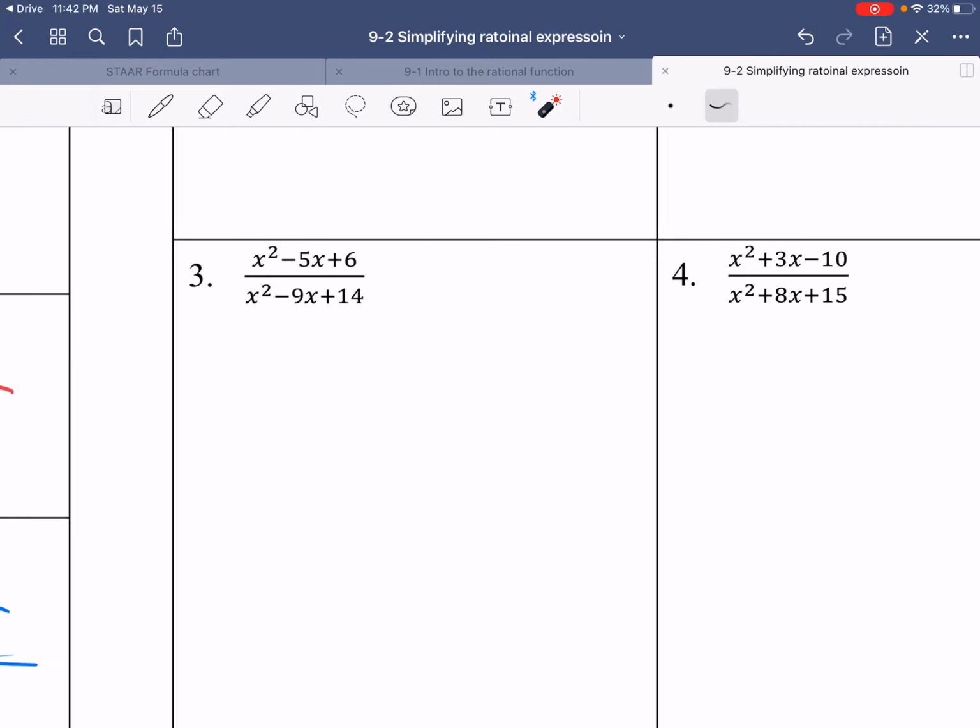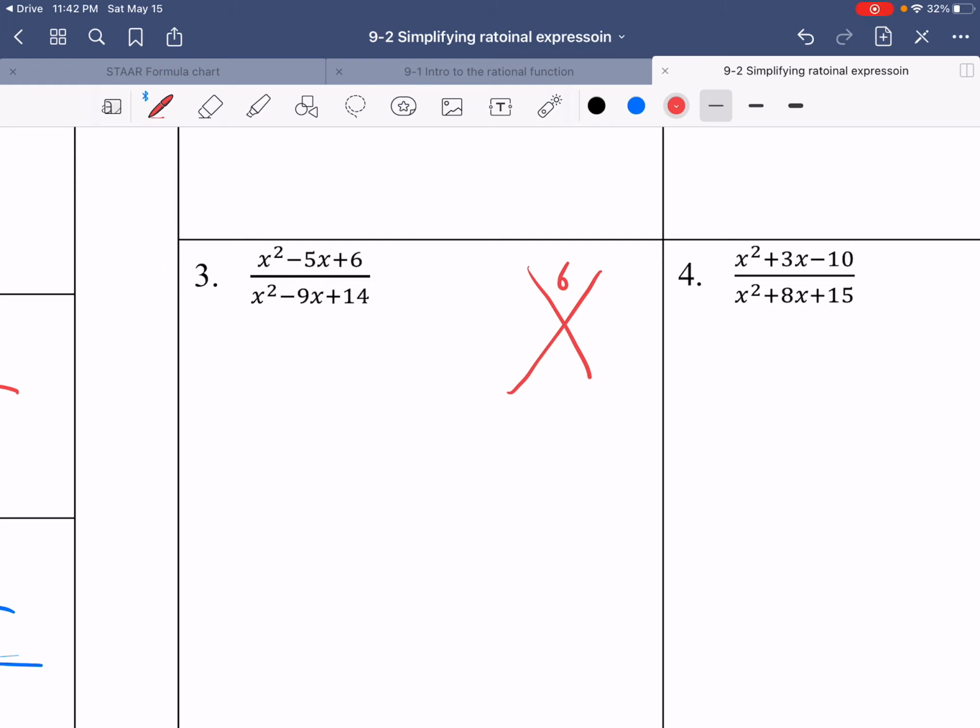Now, let me try this question. So now this one is a bit different because you have an expression on the top and an expression in the bottom. But it works out pretty simple. So let's factor out the top. We have positive 6 and negative 5. What can give you this? Negative 6 and 1? No. Negative 3 and negative 2. So the top part is what? X minus 3 and x minus 2 over.